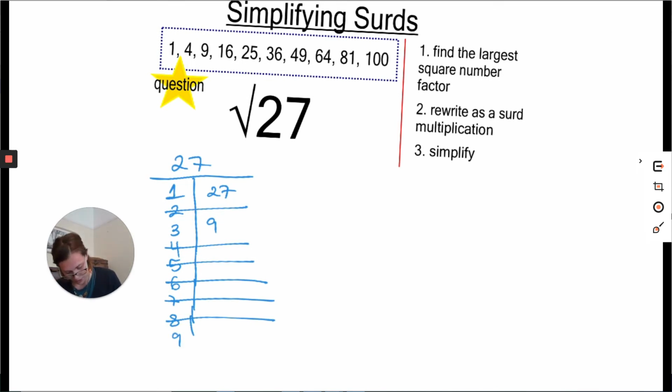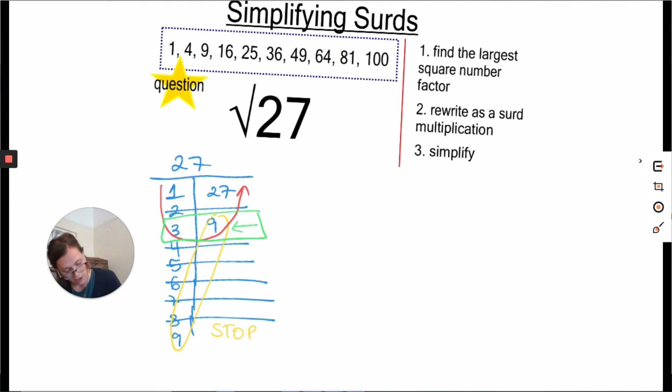And I know that I'm going to stop because 9 already appears on my list. So I can write here stop, and you know that you've got all the factors. So then you draw your snake around them, and out of those 4 numbers, I need to find the biggest square number. So I'm looking at those 4, and the only square number in this list is the 9. So there it is. So my pair is going to be 3 and 9.